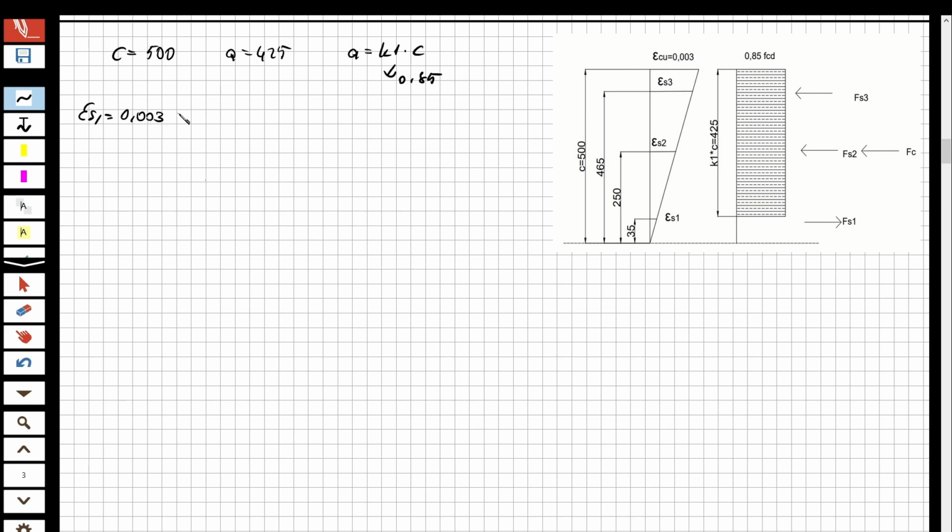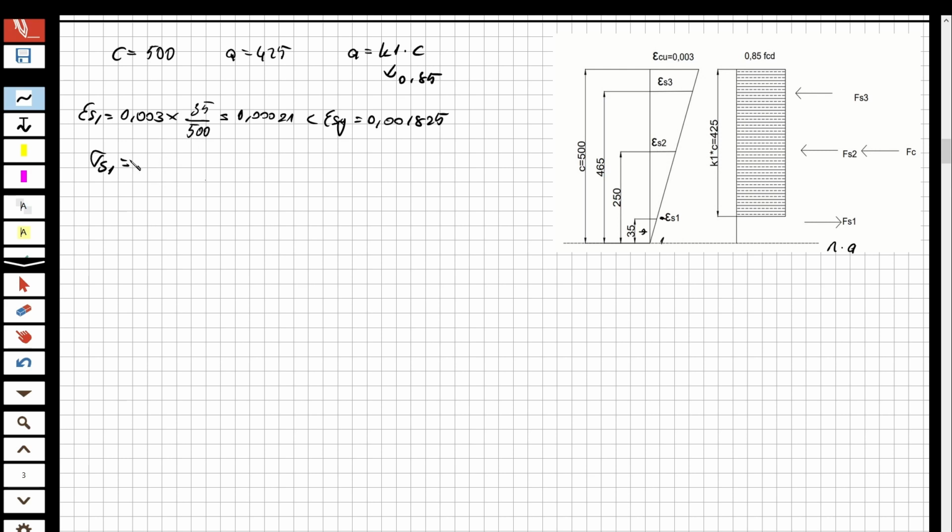0.003 multiplied by the distance between the first steel and the neutral axis. Look at it, it's 35, right? So 35 over 500, and this is going to be equal to 0.00021, and this is smaller than epsilon sy, which is equal to 0.001825. So I need to calculate the stress for the bottom steel.